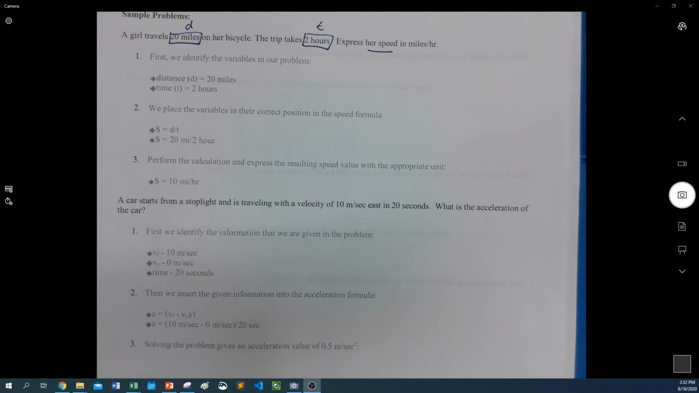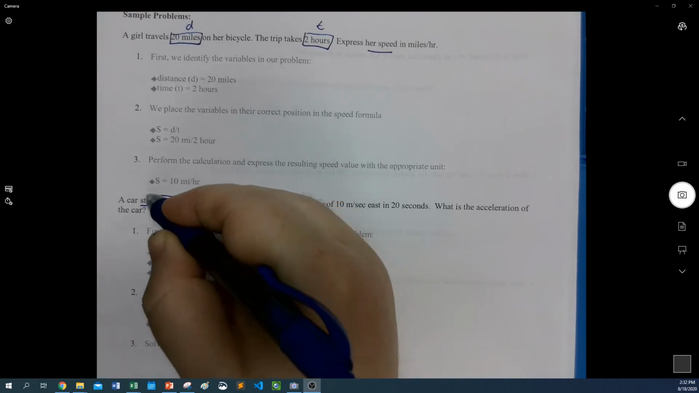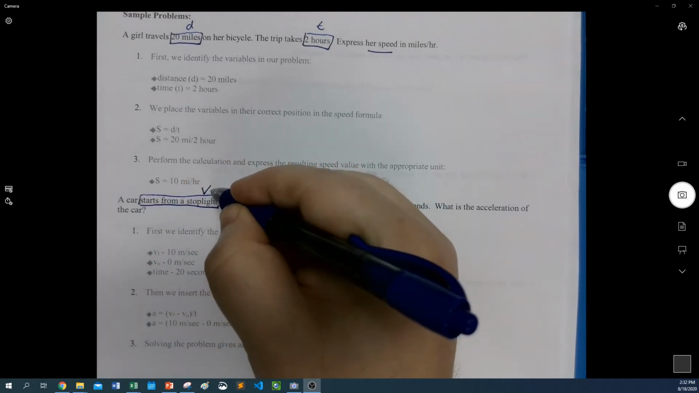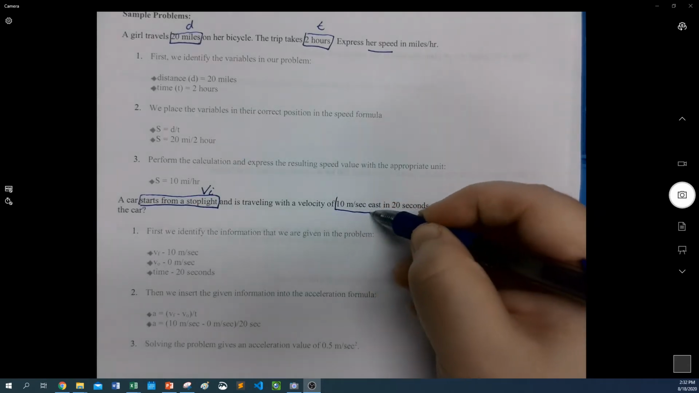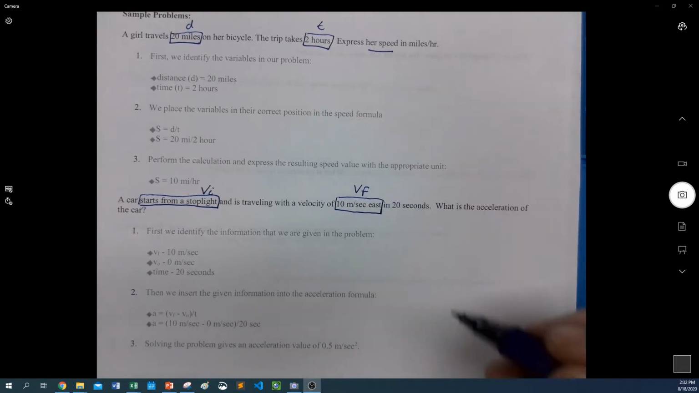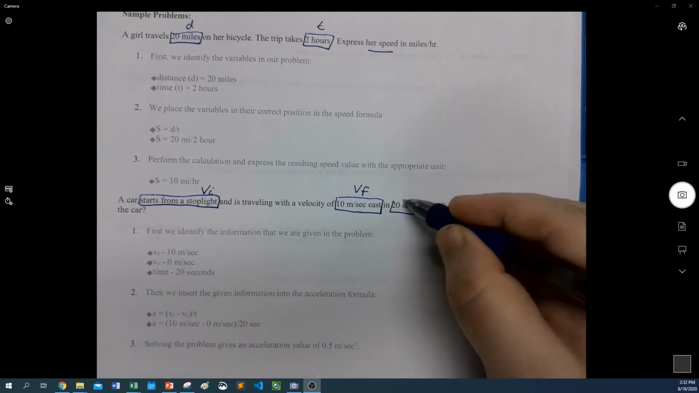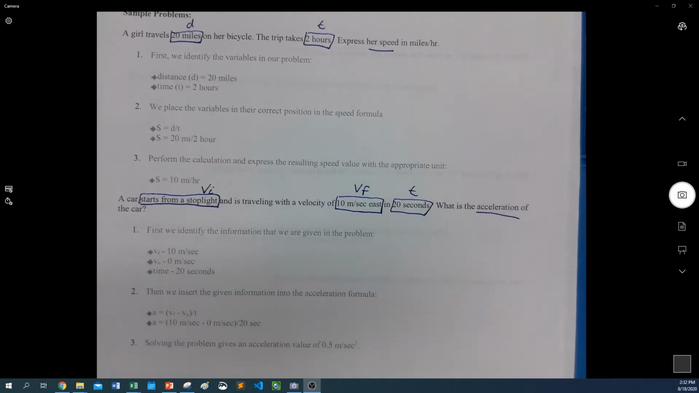A car starts from a stoplight and is traveling with a velocity of 10 meters per second in 20 seconds. What is their acceleration? So if a car starts at a stoplight, that's talking about their initial speed or velocity, and it's traveling with a velocity of 10 meters per second east, so that would be our final velocity in 20 seconds. By time, and we're looking for acceleration.